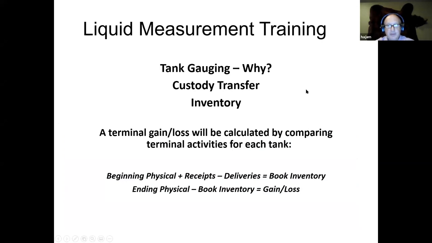We've already kind of touched base on this a little bit. Custody transfer and inventory is the reason why we tank gauge. Also, it's used in calculating our terminal gain loss. If we have terminal activities, we want to know what our loss or gain is for the day.